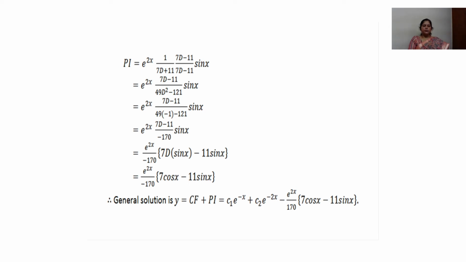Now 7D into sin x means we have to differentiate sin x with respect to x once. So what we'll get? 7D of sin x is 7 cos x minus 11 sin x. Therefore, PI is equal to e to the power 2x by minus 170 into 7 cos x minus 11 sin x. Therefore, the general solution y is equal to CF plus PI, which is C1 e to the power minus x plus C2 into e to the power minus 2x minus e to the power 2x by 170 into 7 cos x minus 11 sin x.